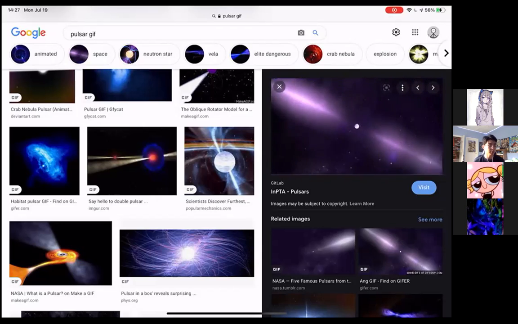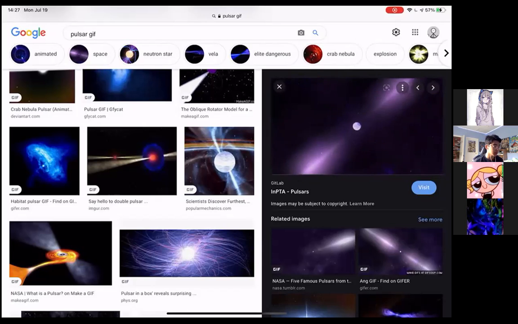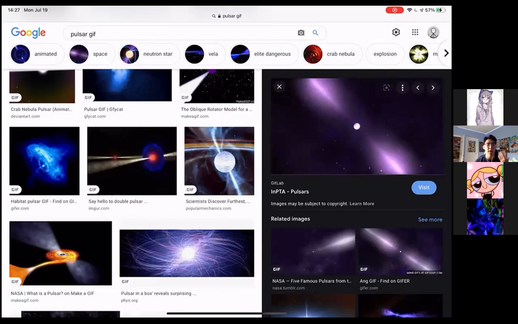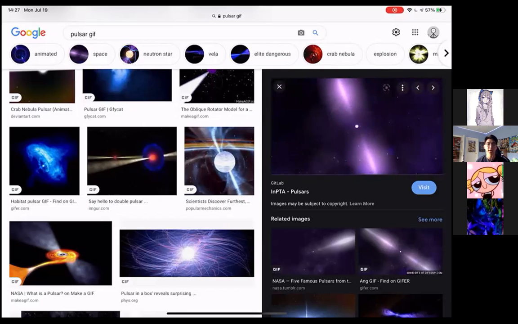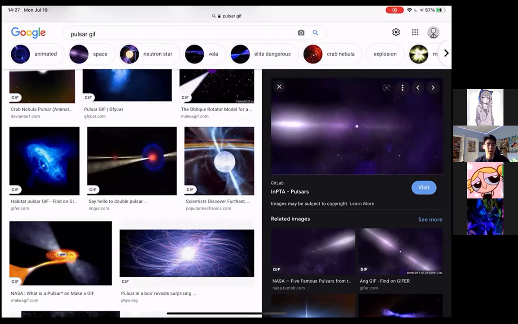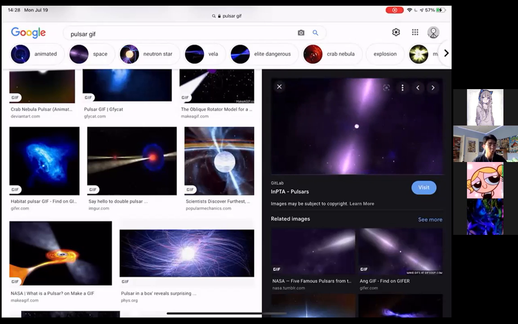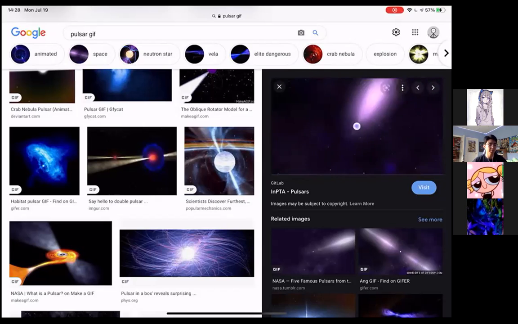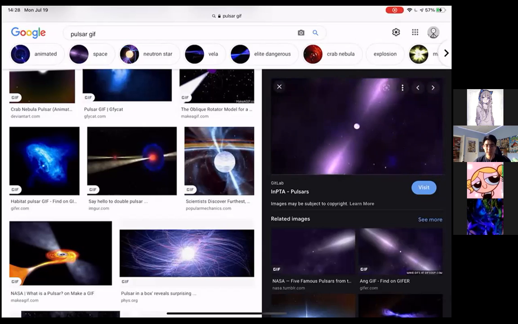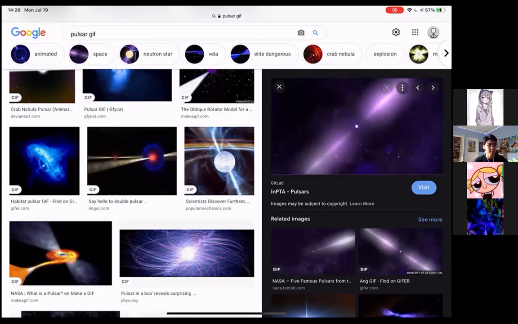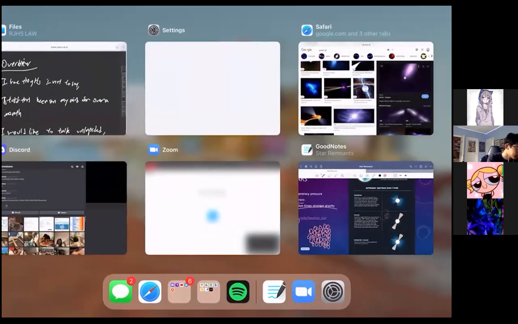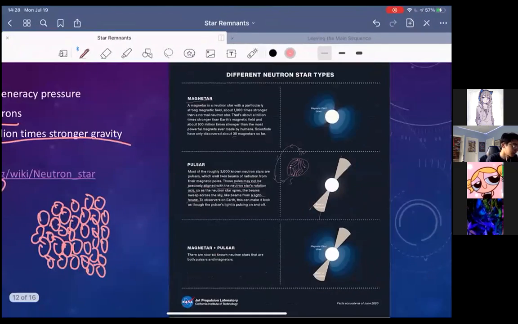Is that really fast, like the spinning? Yeah. So inside these GIFs, the reason why they're spinning so slowly is because we have to be able to see them. But sometimes they spin so fast that they become what we call millisecond pulsars, where the fastest millisecond pulsar that we know about actually spins at 700 times a second. That's really fast, right? But yeah, that's a pulsar.